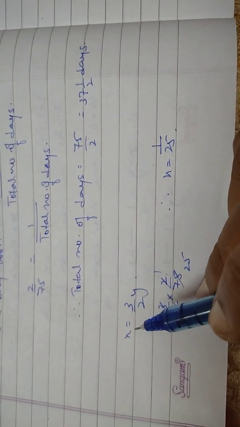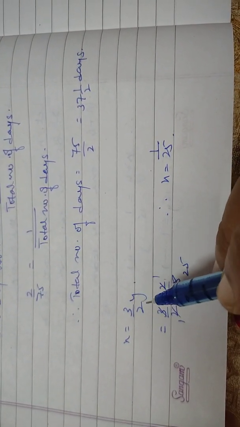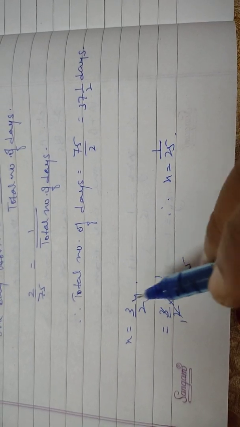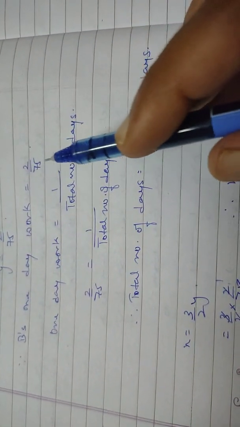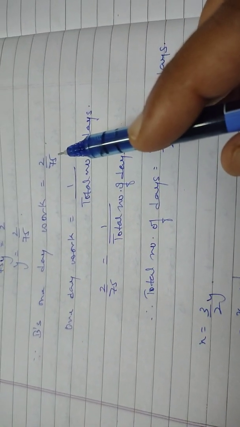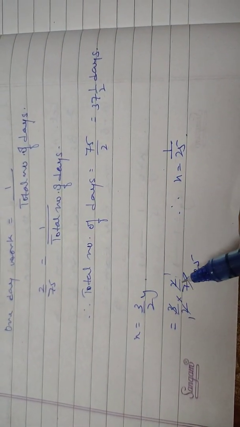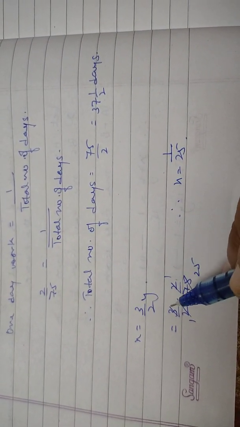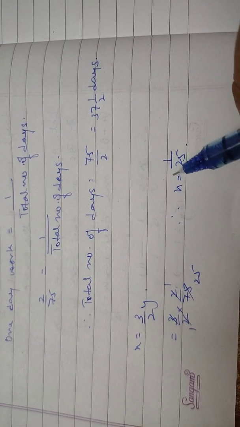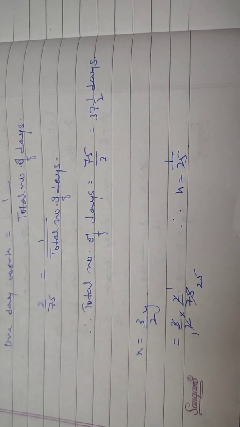Similarly, we know the equation 3, that is X is equal to 3 by 2y. In this, if we are going to substitute the value of this y, that is coming out to be 2 upon 75. This is the value of y that is coming out to be. So it will be 3 upon 2 into 2 upon 75. 2 and 2 will be cancelled. 3 ones are and 3 25s are cancelled. So therefore, the value of X will come out to be 1 by 25.